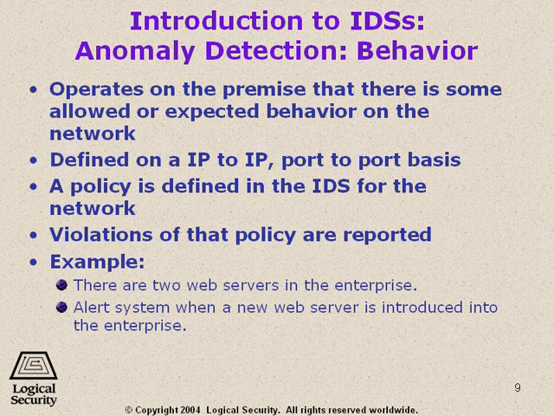Example, there are two web servers in the enterprise. The alert system triggers when a new web server is introduced into the enterprise unexpectedly.